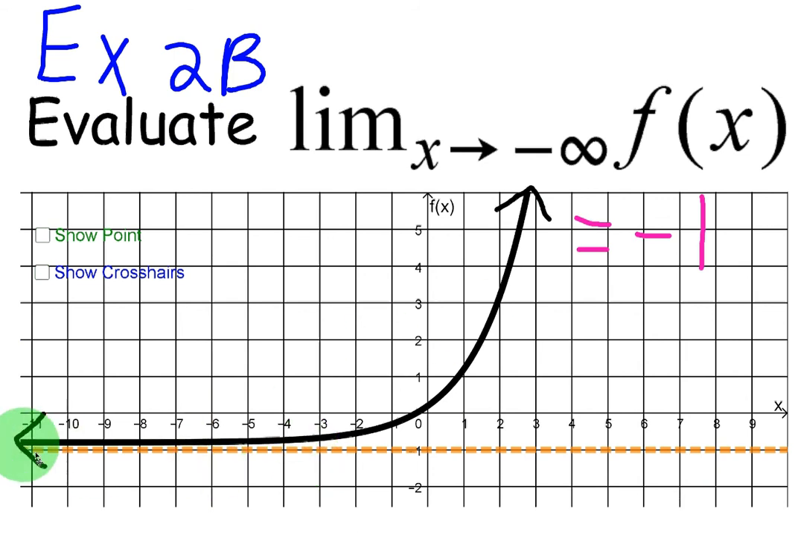So just remember for limits, as x approaches a certain value, what does y approach? And in this case, the y value is going to approach this horizontal asymptote at y equals -1.